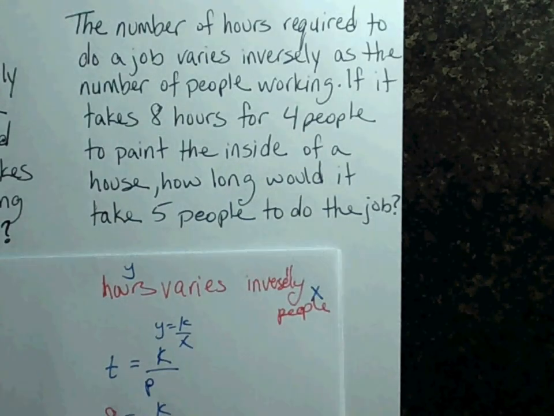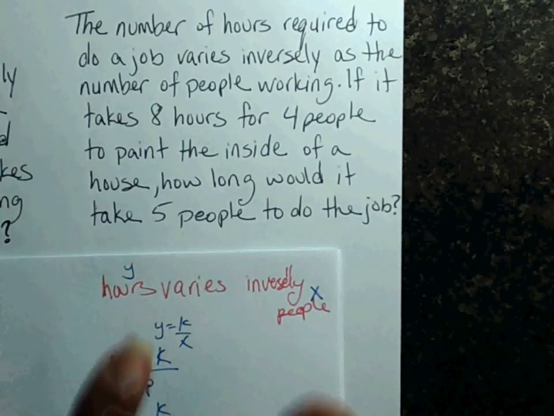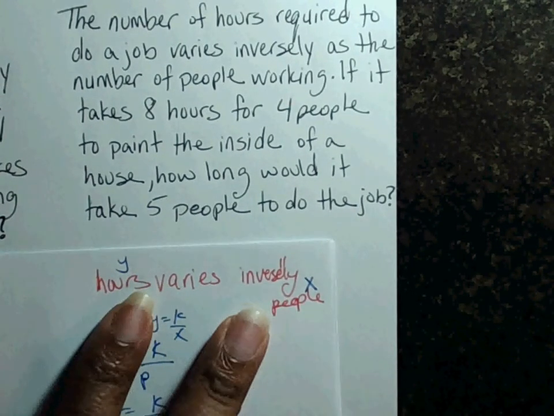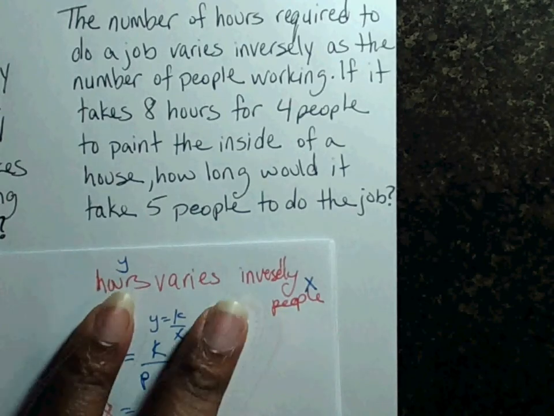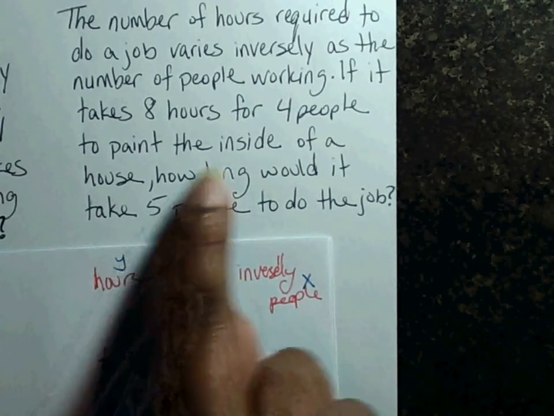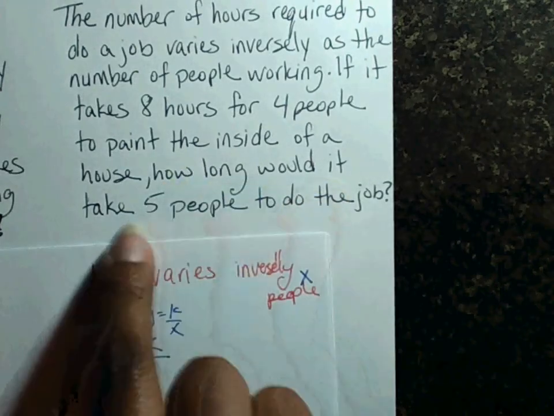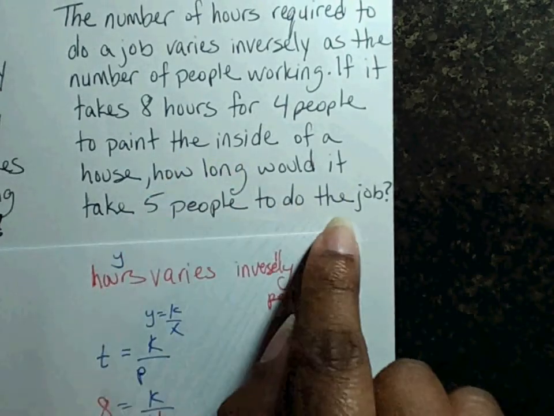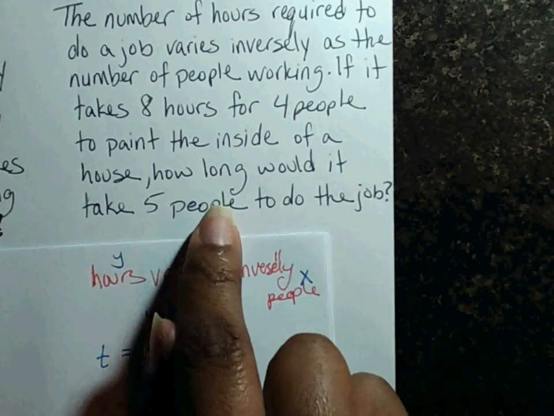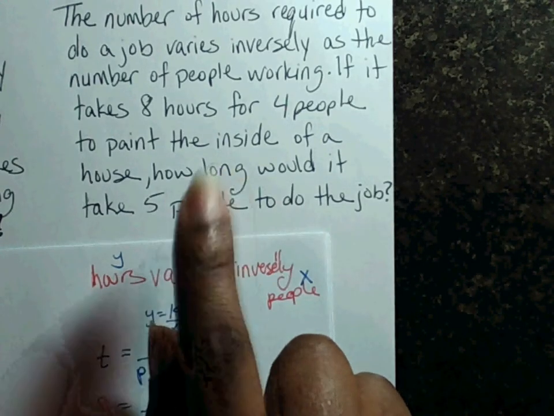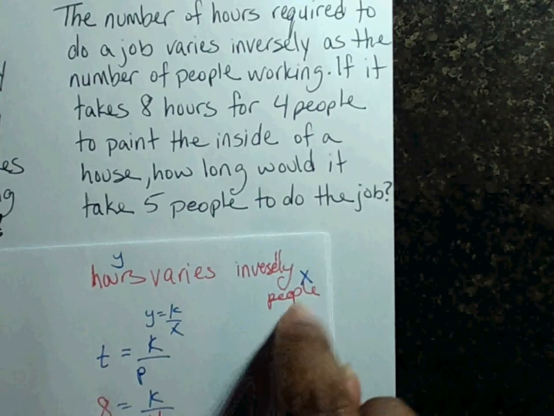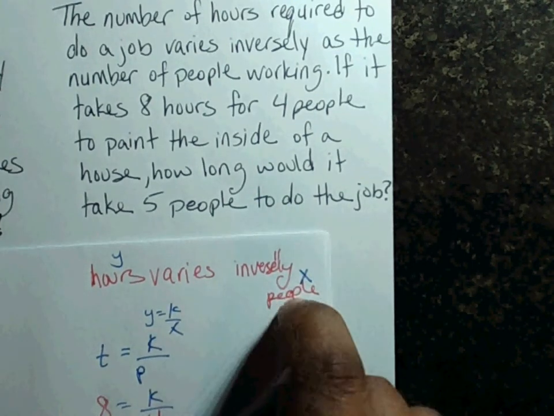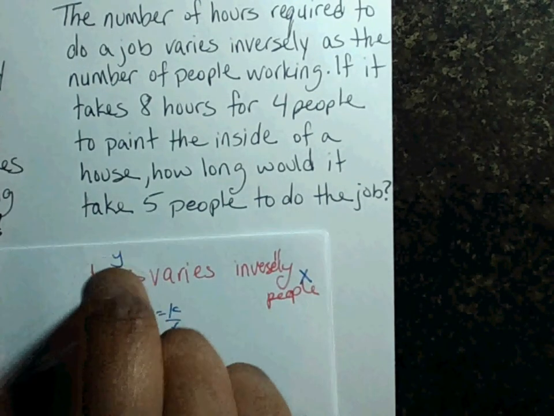Look at the problem. They told me hours and asked me for people, or they told me people and asked me for hours. But they told me one half of my problem. One half. They told me a half pair. Okay, so in this case, I'm reading it. I told you, it's always in the question. How long would it take 5 people to do the job? What did they tell you? They told you it took 5 people. So, they're asking for how long.